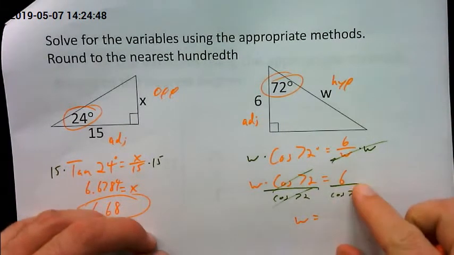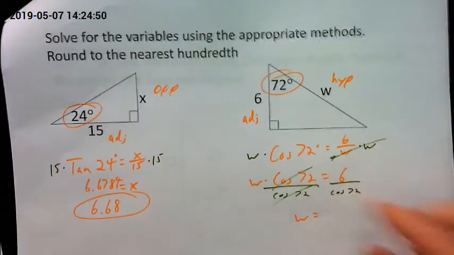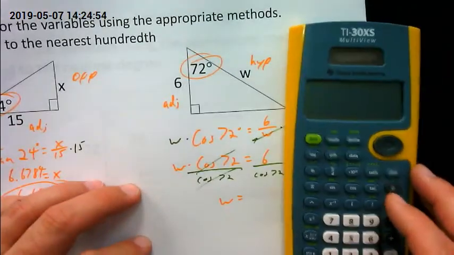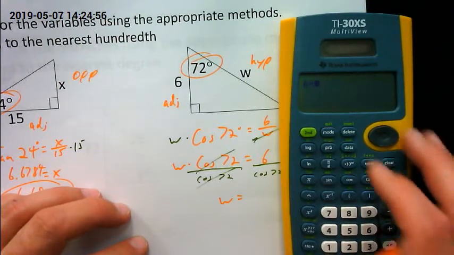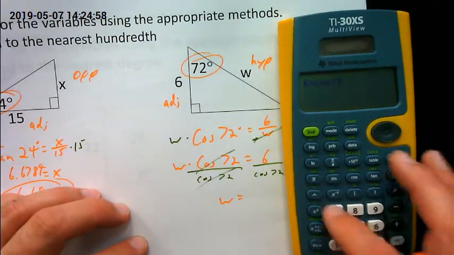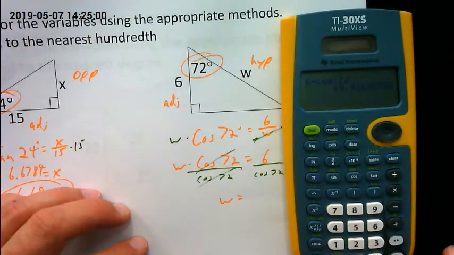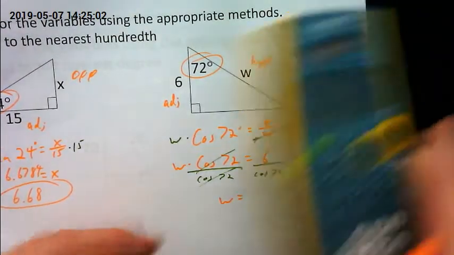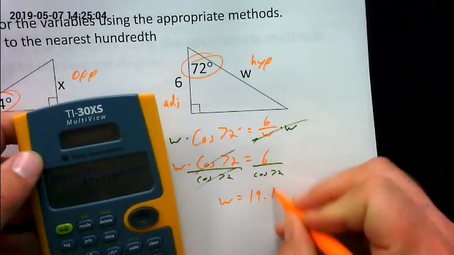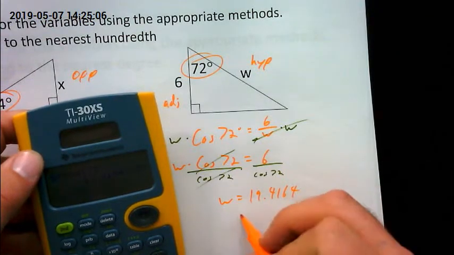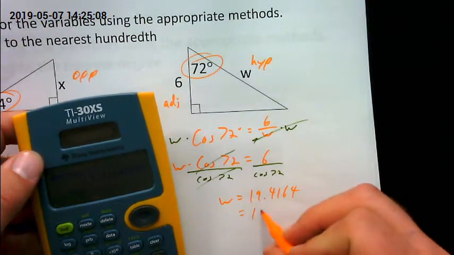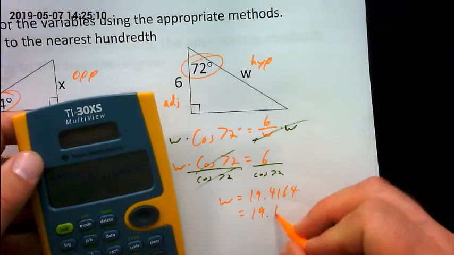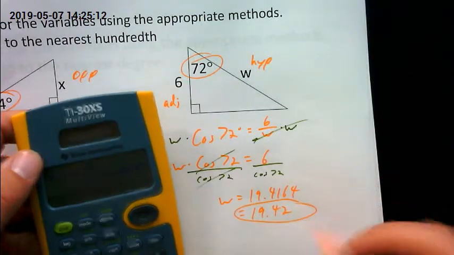So if we plug this into our calculator, it is 6 divided by cosine of 72. So 6 divided by cosine of 72 is 19.416, which again rounds off to 19.42.